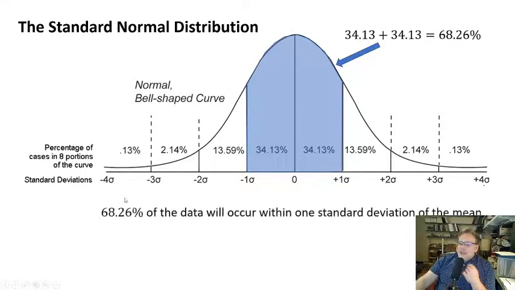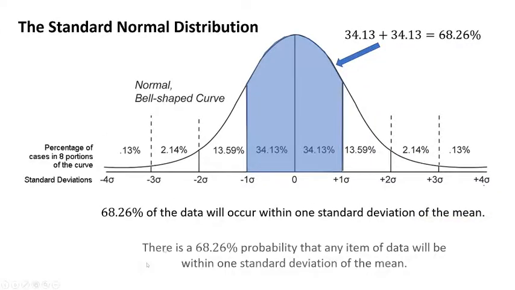In the same way, 68.26% of the data will occur within 1 standard deviation of the mean. What does that mean for probabilities? It means that there's a 68.26% probability that any item of data will be within 1 standard deviation of the mean. So what's the probability of a new piece of data sitting somewhere inside of this 1 standard deviation of the mean? The answer is it's got a 68% probability of being somewhere in here.